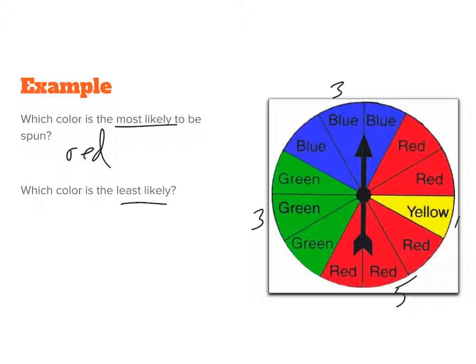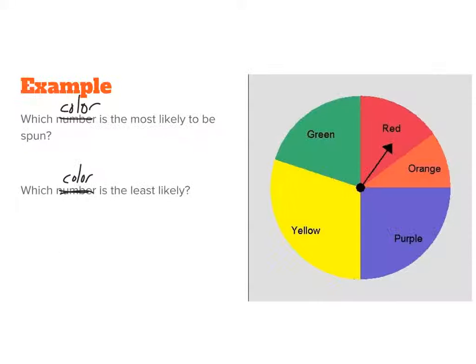Least likely is the color that's got the smallest number of spots on the spinner. And that is going to be yellow, because there's only 1 spot of it. Go ahead and pause the video and answer these 2 questions, and then hit play and see how you did.